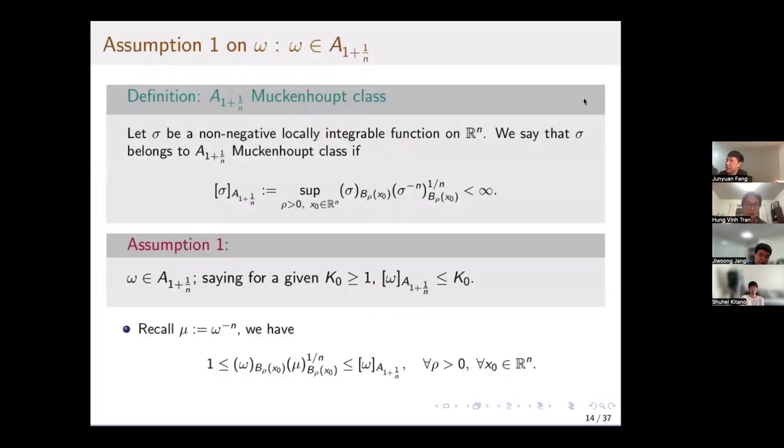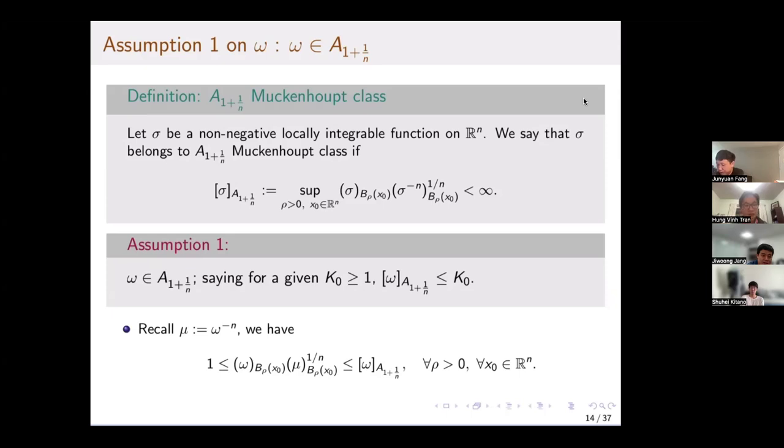All right. Let's come to the first assumption on omega. Here we need the weight omega to be in some A_{1+1/n} class. This is the Muckenhoupt class. Let me give the definition. You may not be familiar with this one.